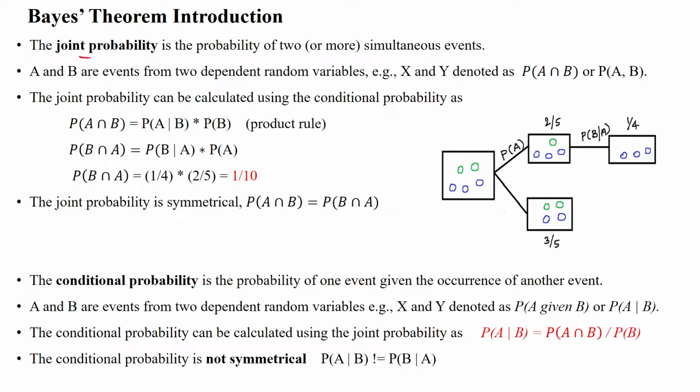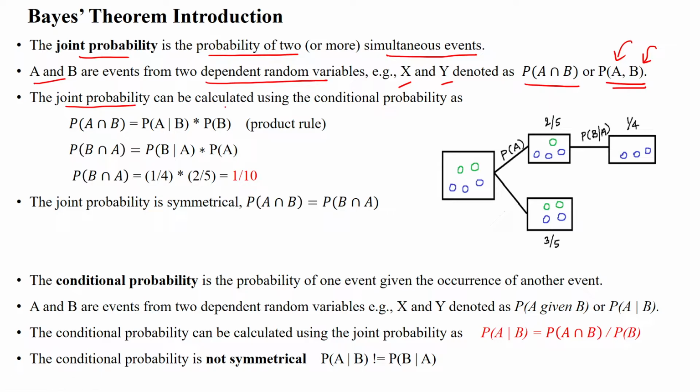Then the next one is the joint probability, which is defined as the probability of two or more simultaneous events. Here we will consider A and B as two events from two dependent random variables. The random variables are considered as x and y, denoted as probability of A intersection B or probability of A comma B. A is one event, B is another event, and both are from the dependent variables x and y.